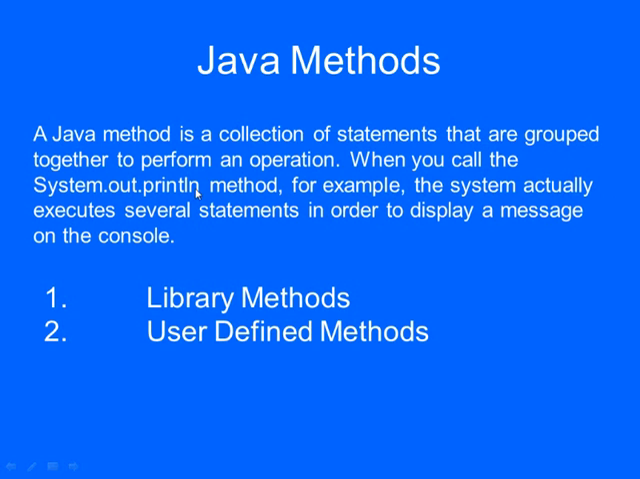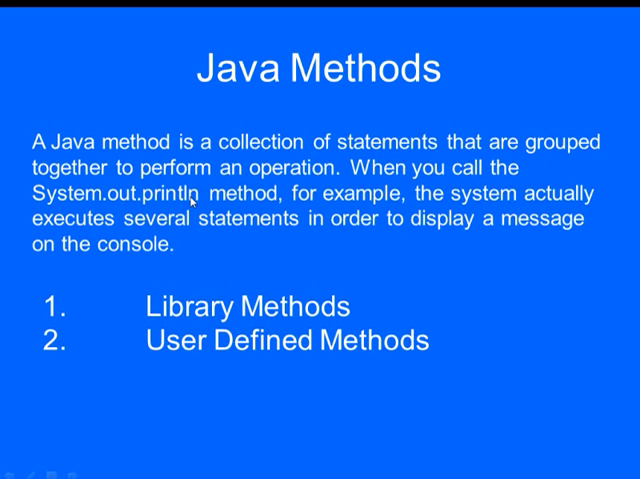It means that whenever we are using methods, there is surely a set of statements, in fact a well-defined set of statements, behind the functioning of the method. So in this video lesson we are going to discuss methods, how many types of methods are available in Java, and how to define our own methods.